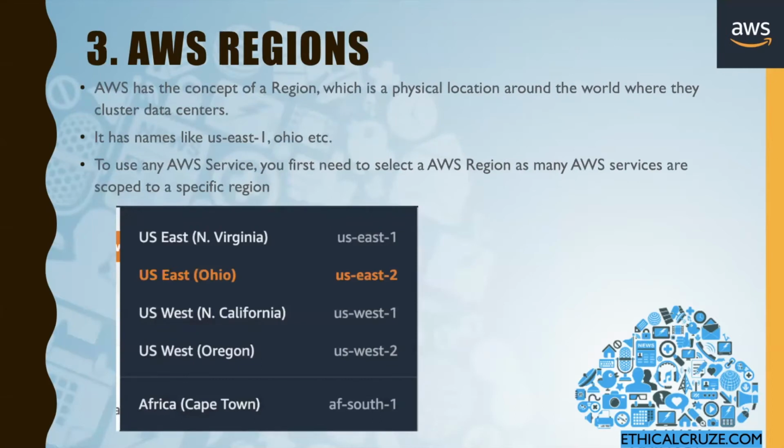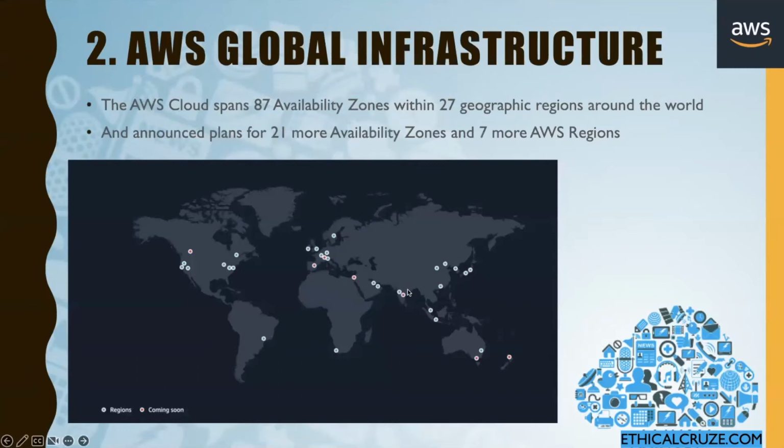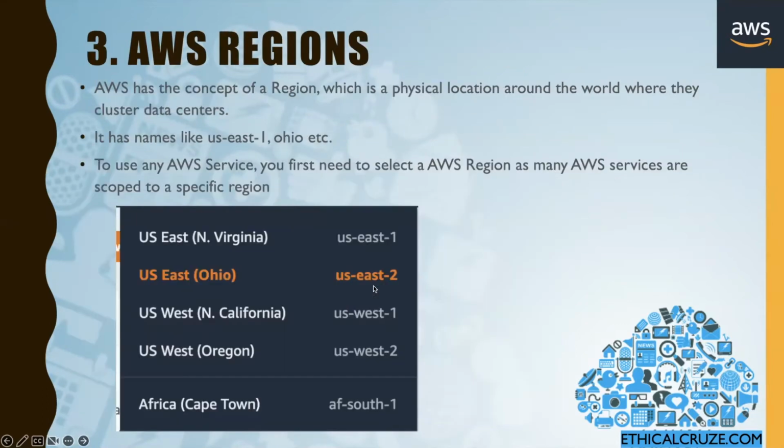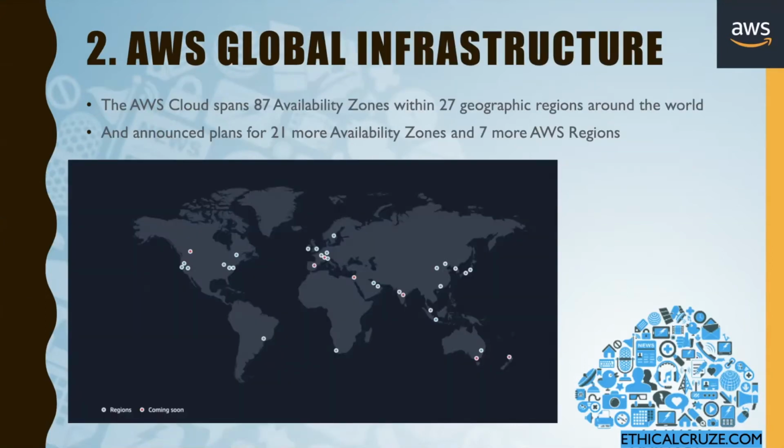If you want to select any, first of all, what is a region? AWS has the concept of a region, which is a physical location around the world, as we can see in the diagram. These green ones are physical locations around the globe where they have the data centers. In each region they have data centers. Here you will see Mumbai, this is one of the regions, and in this region it has a data center where it maintains all the data and all the servers.